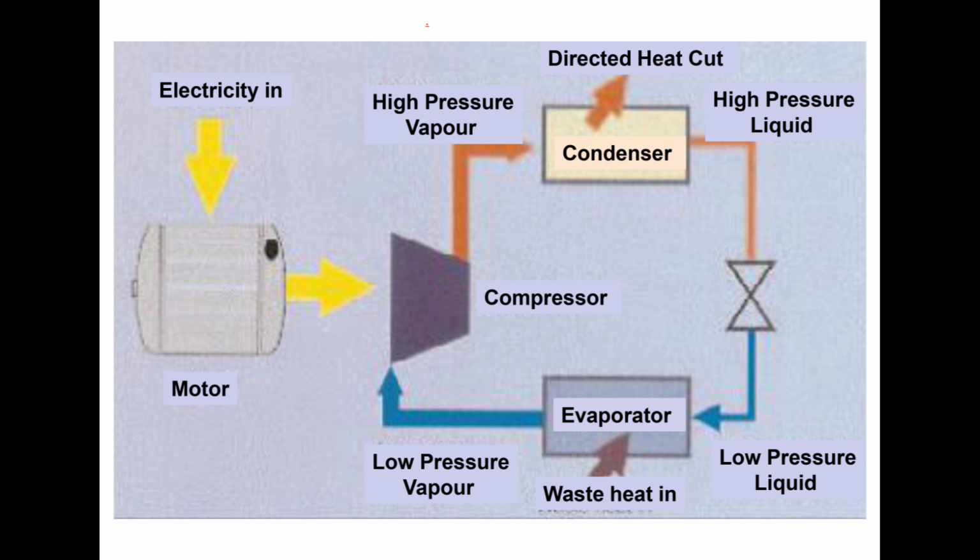the high pressure vapor is converted to high pressure liquid, and then it will enter into the evaporator as low pressure liquid through the throttling valve. Waste heat comes in at the evaporator, and then the low pressure vapor again enters the compressor, and the exit of the compressor again generates high pressure vapor. In this way the process keeps on continuing in this cycle.